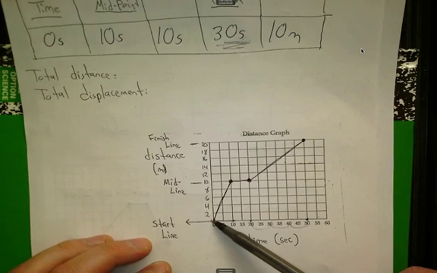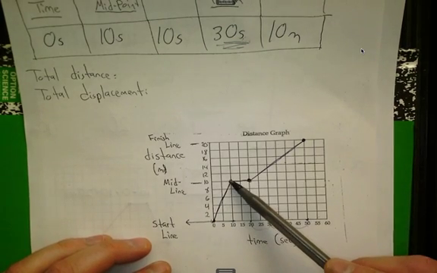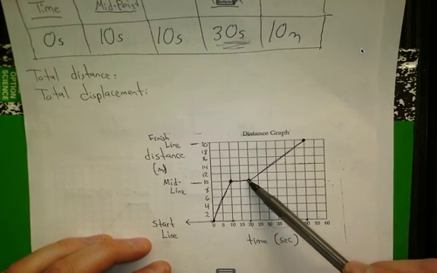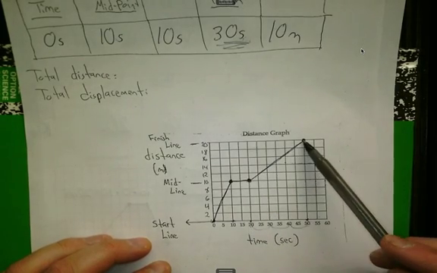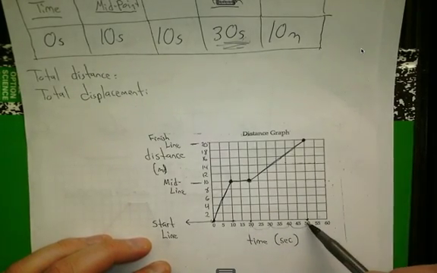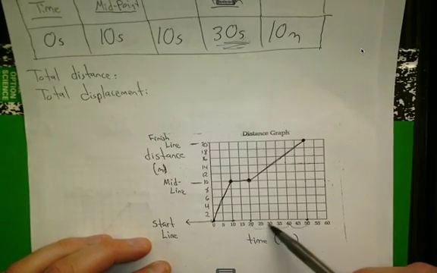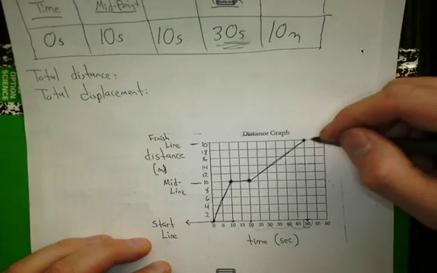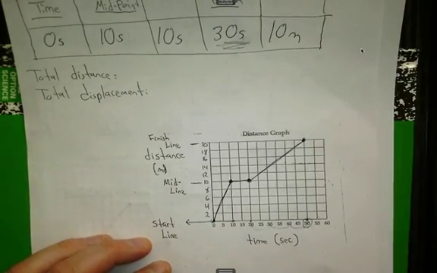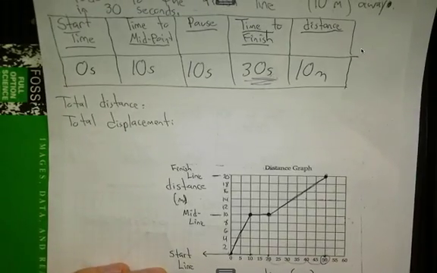And now my graph tells a different story. It says that he left at 0, went 10 meters, took a 10-second break. This is a straight line because he did not go anywhere. Then he left at 20 seconds and went to 20 meters, and it took him a time of 30 seconds to get there. So when he ended up here, it was 50 seconds into the race, and he went 20 meters away.